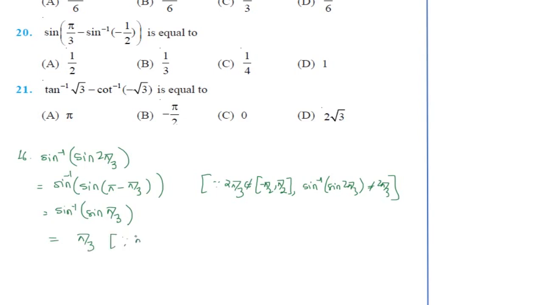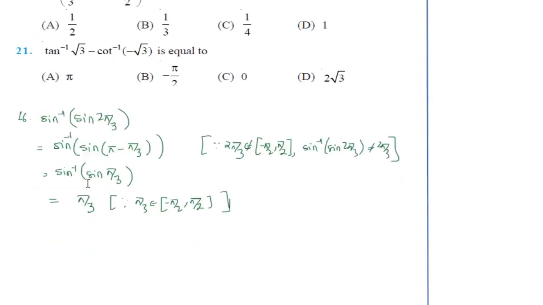Why? Since pi by 3 belongs to minus pi by 2 to pi by 2. Previously it did not belong to the principal value range, so we could not write it like that. Now it belongs. So this is the solution.